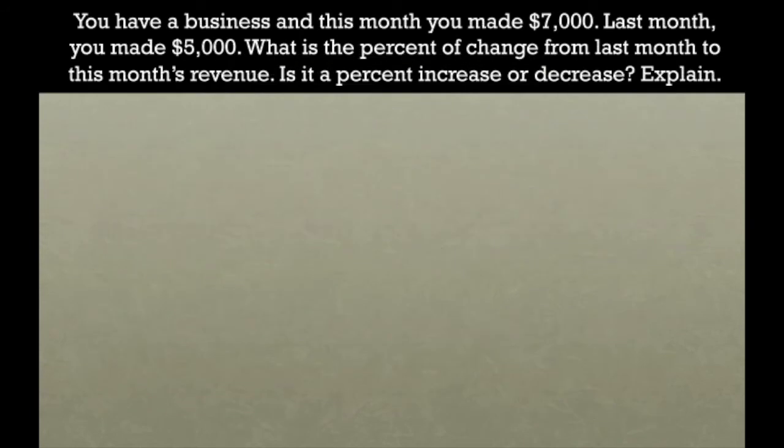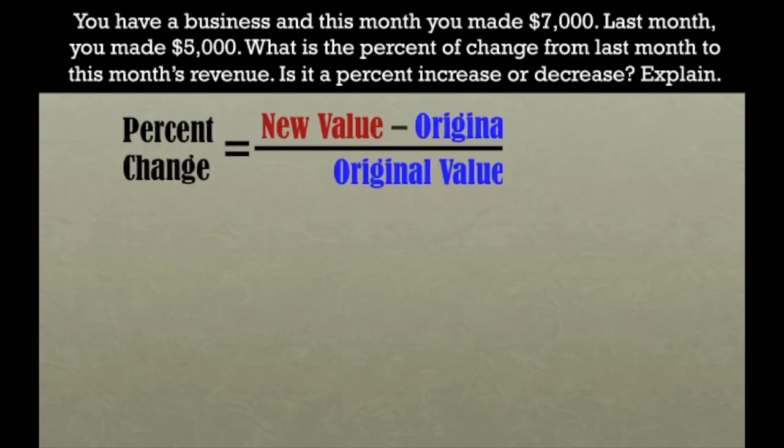So our word problem said you have a business and this month you made $7,000. Last month you made $5,000. What is the percent of change from last month to this month's revenue? Is it a percent increase or decrease? And explain. So we know that this month we made $7,000 and last month we made $5,000. So that means we had an original amount and a new amount, which means we can use the first formula.